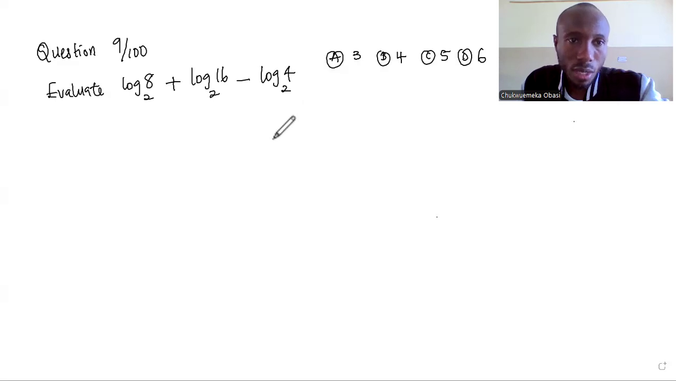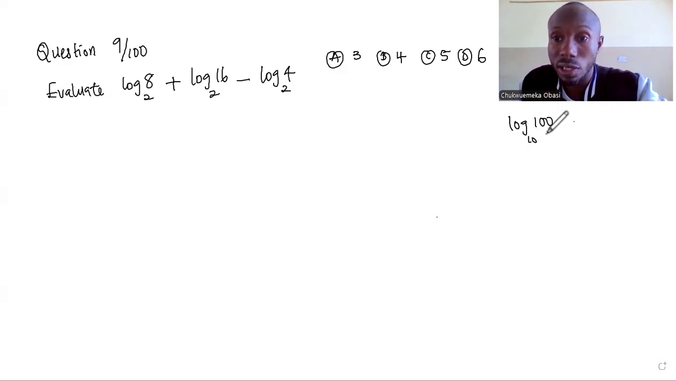Method 1: we have log 8 base 2 plus log 16 base 2 minus log 4 base 2. We want to evaluate this. If you look at all of these logarithms, we can simplify them from the concept I've discussed with you previously. When you have something like log 100 base 10, what does it mean? It's simply asking, 10 raised to power what will give us 100? It's 2. So therefore, this is 2.